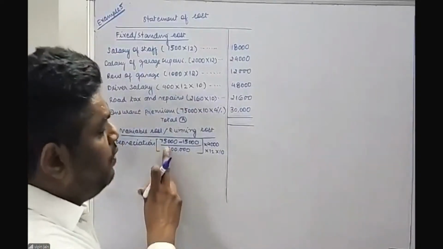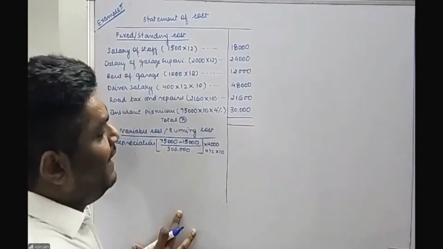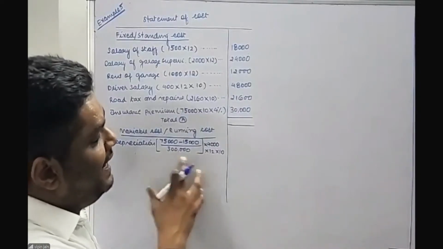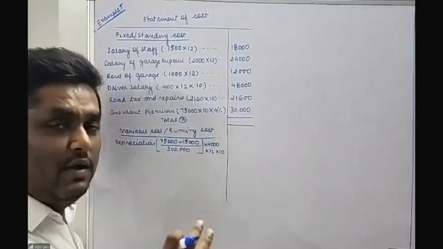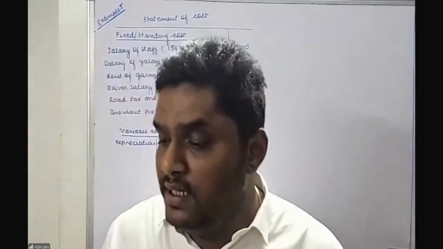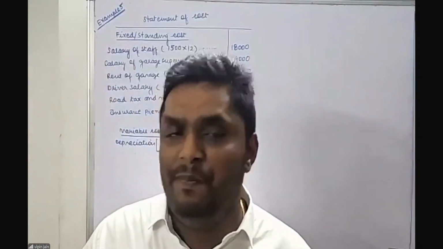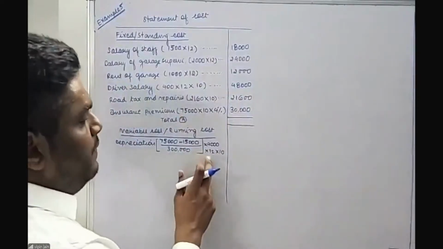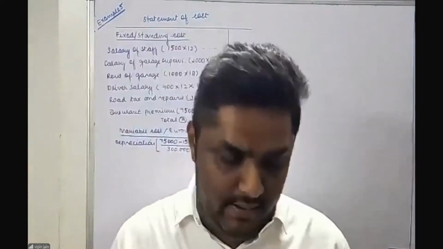I repeat again, the cost of the taxi is 75,000 minus the scrap value of 15,000, divided by my useful life of 3 lakh kilometers, into 48,000 kilometers, which is what a taxi runs on an average in a year. It is given that a taxi runs an average of 4,000 kilometers per month, and since we are calculating all the yearly costs, we multiply by 12 into the number of taxis, that is 10.